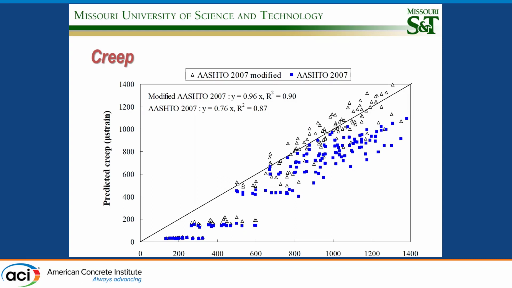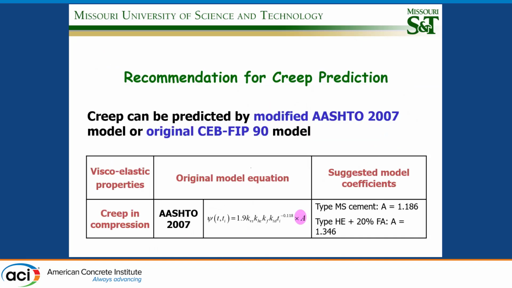And when you go to creep, you can see the blue points are the original AASHTO codes, 2007. And by modifying the codes, you can see that the modified code with the empty triangles, you get much better quality of prediction, although at the lower end it is very, very far from being precise, even with the modifications. So the coefficients for the cement factor A are listed over here for the modified AASHTO code.